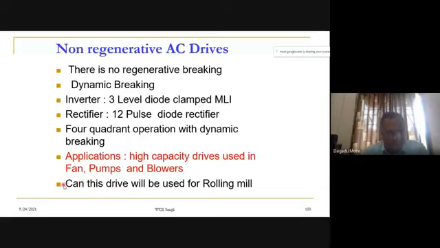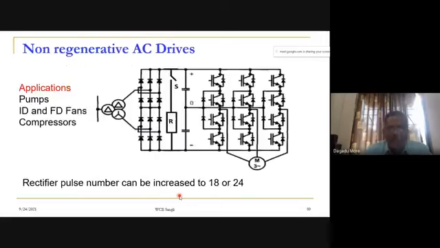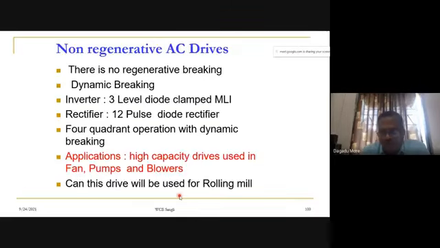Now one question is there, can this drive be used for rolling mills? What will be your answer? So whatever drive we have studied, can it be used for a rolling mill? In case of a rolling mill, frequently we have to reverse the direction of rotation of the motor. For 1 minute or 2 minutes it is running in the forward direction, again stops and runs in the reverse direction.